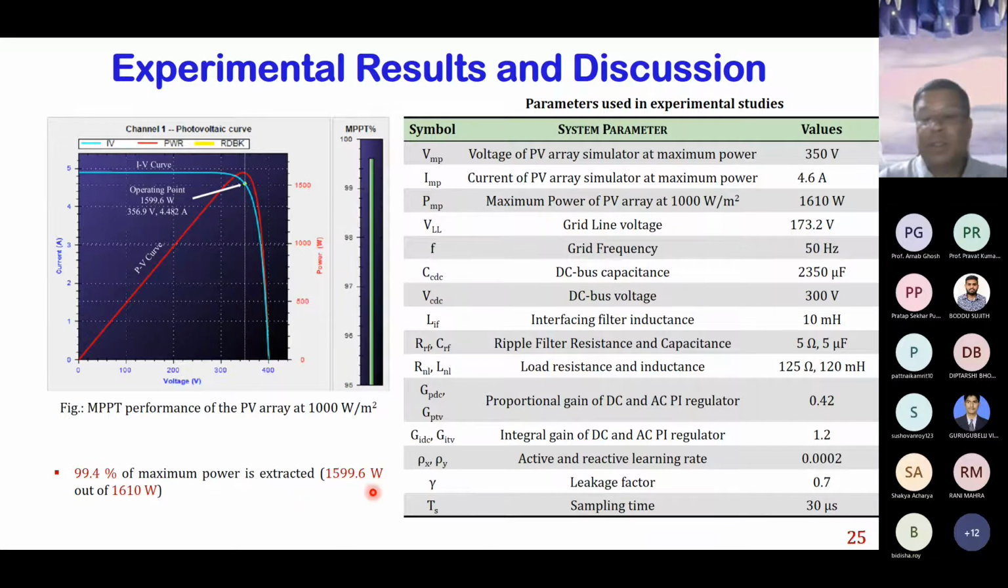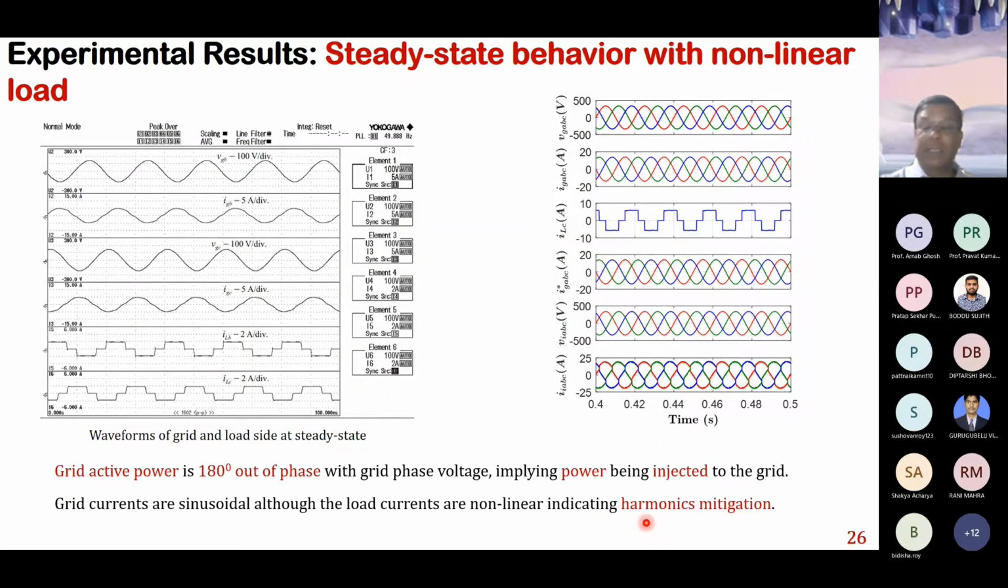and then out of that 1599.6 watt is extracted. So these are the system parameters like the VMP, IMP, and we have the filter resistance, capacitance and inductance. We have the AC regulator gain and the PI gains, and we have the leakage factor and sampling time. So these are the experiments.